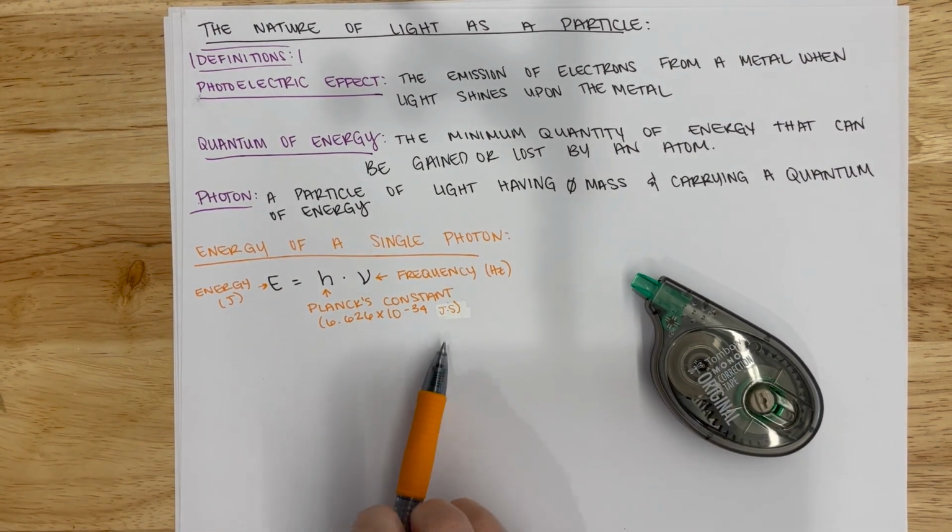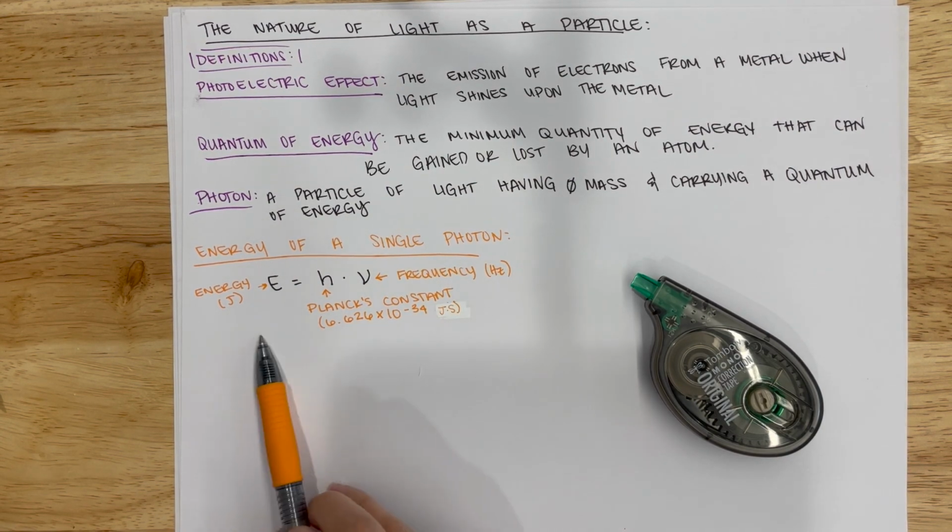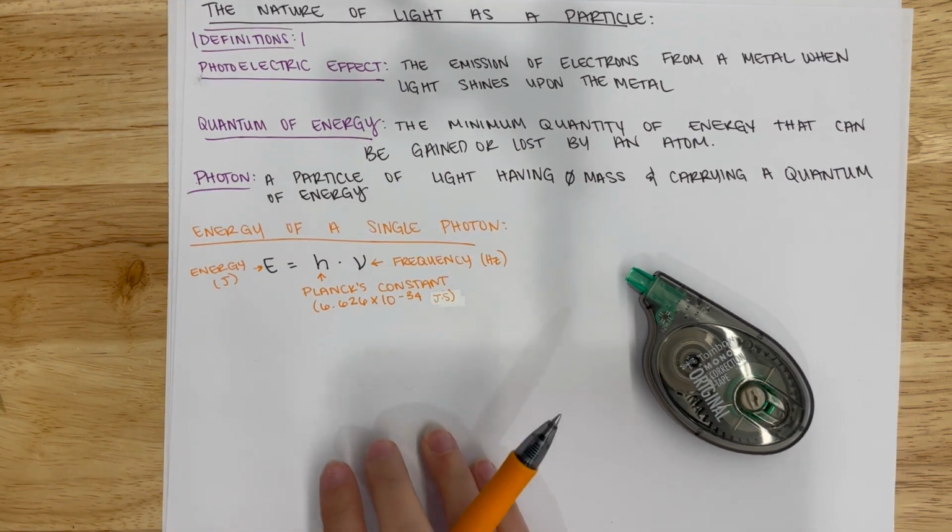Right? So we can check our units again. Joules times seconds. Hertz has seconds on the bottom. That will cancel out and you're just left with joules.